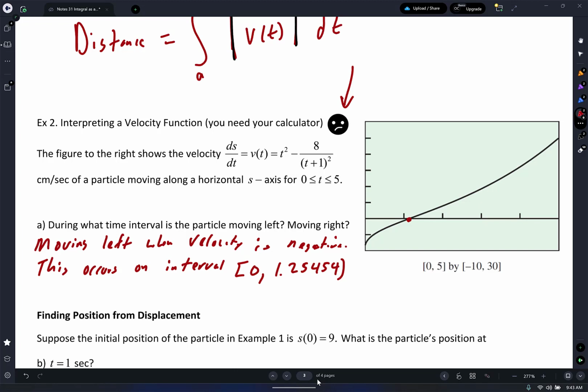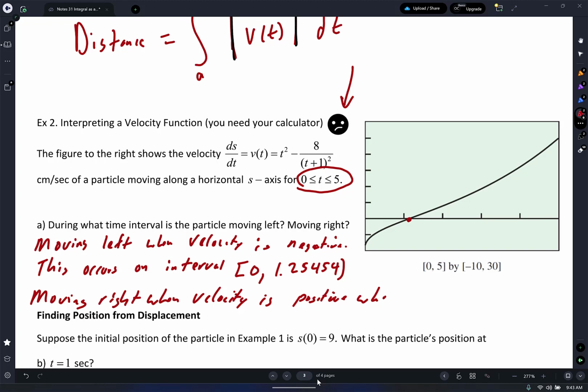When am I moving right? It looks like, well, I guess because my interval is only between 0 and 5, from 1.2545 all the way to 5. Moving right when velocity is positive, which occurs, parenthesis, 1.25454, comma, 5 bracket, period. You're stopped for just a moment at 1.25454.